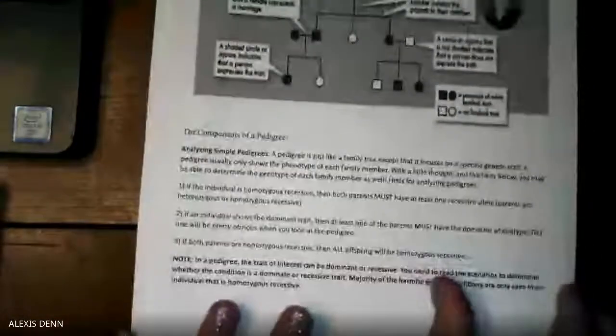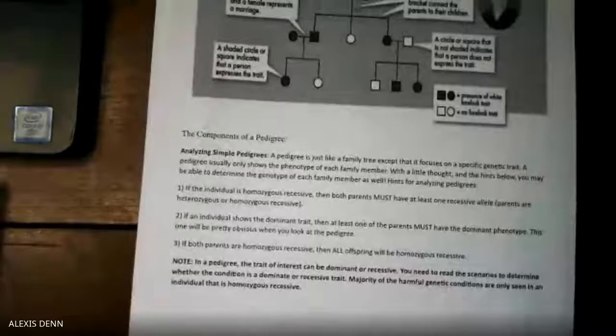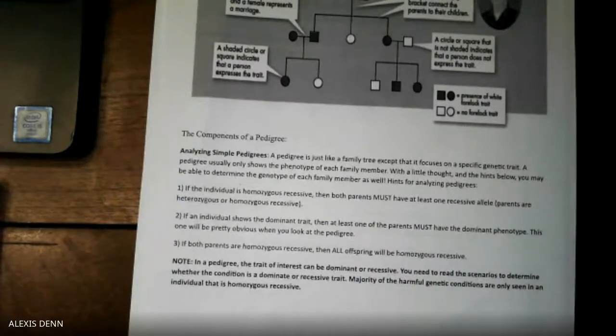Analyzing simple pedigrees. A pedigree is just like a family tree, except that it focuses on a specific genetic trait. A pedigree usually only shows the phenotype of each family member. With a little thought and the hints below, you may be able to determine the genotype of each family member as well.